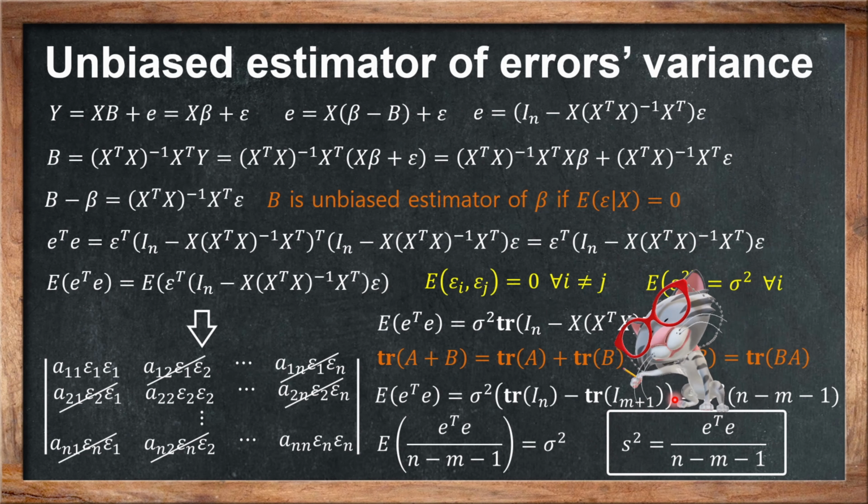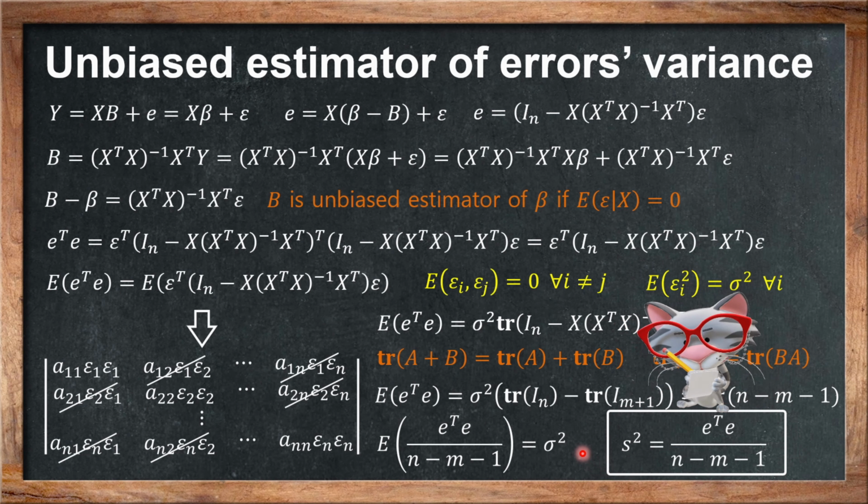And this is how we compute the unbiased estimator of the variance of errors for our model, which gives us an idea of what the uncertainty about our forecast can be.